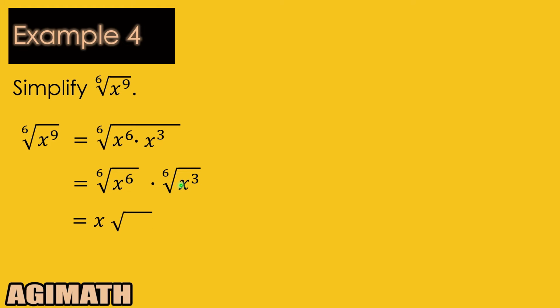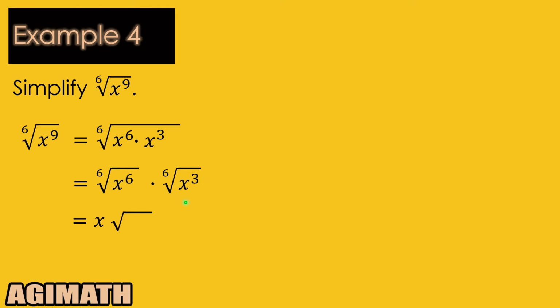And then you look at the remaining radical expression. X to the power of 3, and then the index is 6. You focus on the exponent and the index, 3 and 6. What can you say about 3 and 6? They are both divisible by 3, meaning we still need to reduce the exponent and the index. And to do that, just look for the GCF, the greatest common factor. So the GCF is 3.